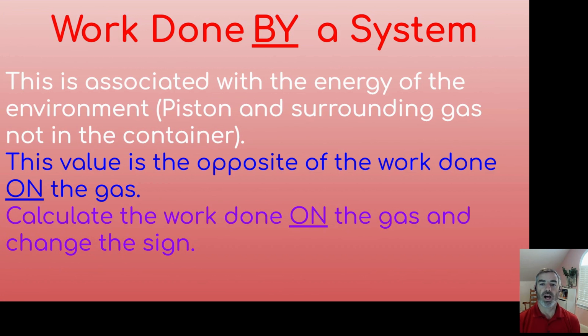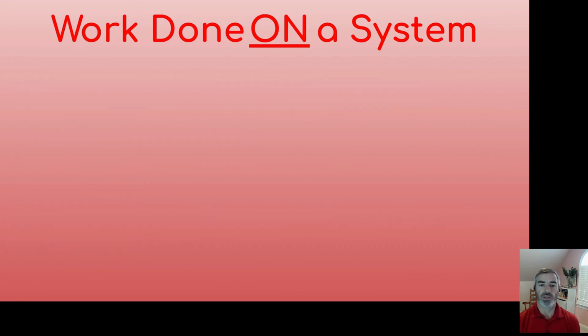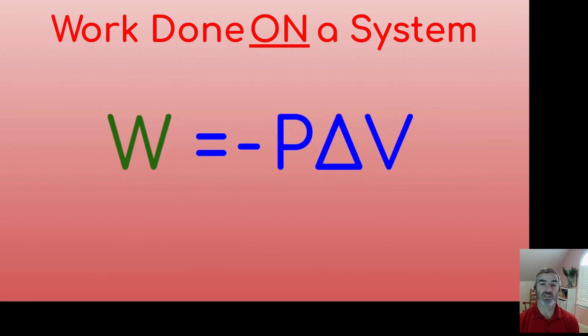So the work done on a system is this equation. This is the formula that is on your formula sheet. So that's the work done on a system. If we transition to the work done by the system, we say bye to the negative sign. So the work done on a system is the equation on your formula sheet. The work done by a system, we wave goodbye to the negative sign.